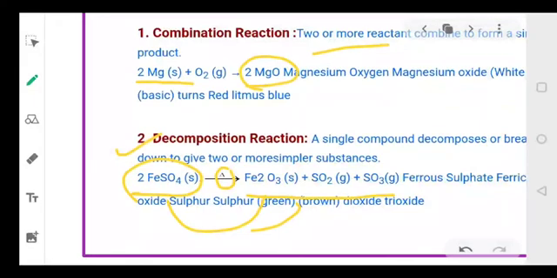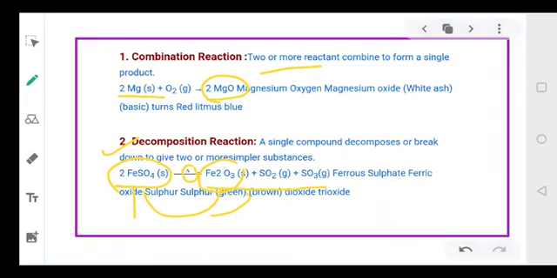And FeSO4, what is its color? Ferrous sulfate is of greenish color. But ferric oxide is of brown color. So the first observation is that the color changes from greenish to brown. And secondly, two gases, that is SO2 and SO3 gases, are released.